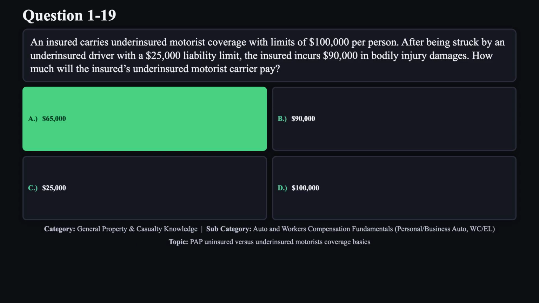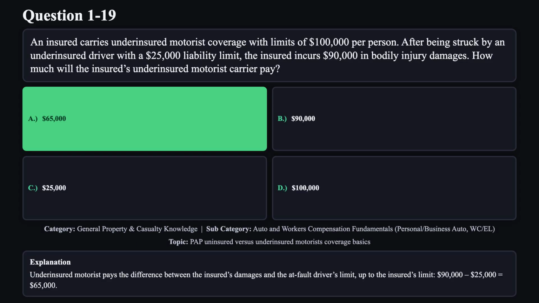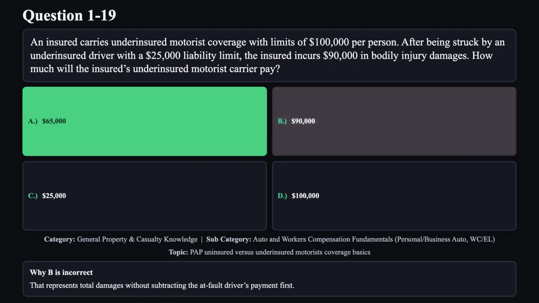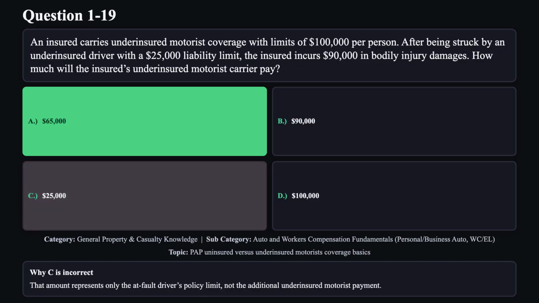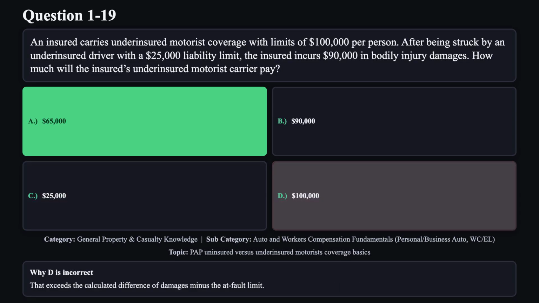The correct answer is A. Underinsured motorist pays the difference between the insured's damages and the at-fault driver's limit, up to the insured's limit. $90,000 minus $25,000 equals $65,000. Reason B is not correct. That represents total damages without subtracting the at-fault driver's payment first. Reason C is not correct. That amount represents only the at-fault driver's policy limit, not the additional underinsured motorist payment. Reason D is not correct. That exceeds the calculated difference of damages minus the at-fault limit.